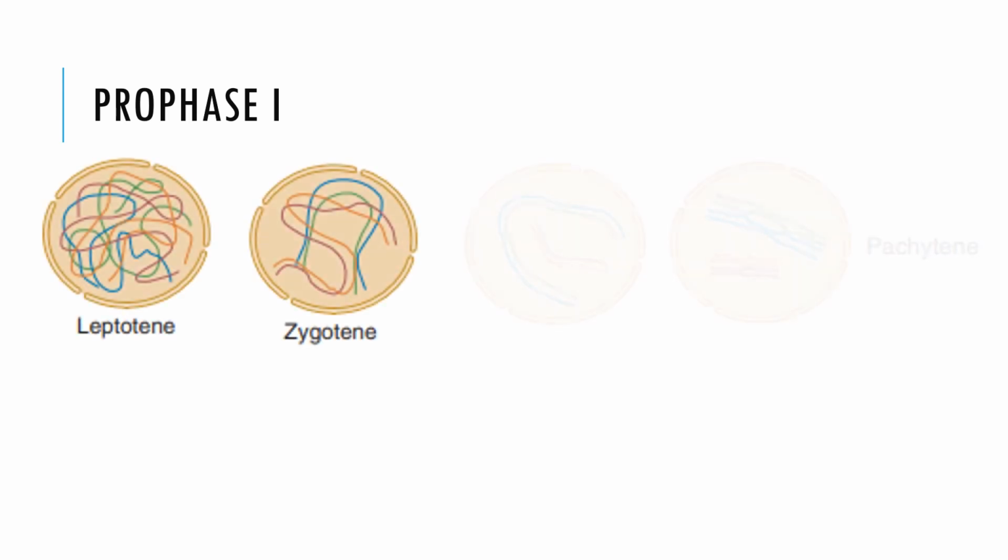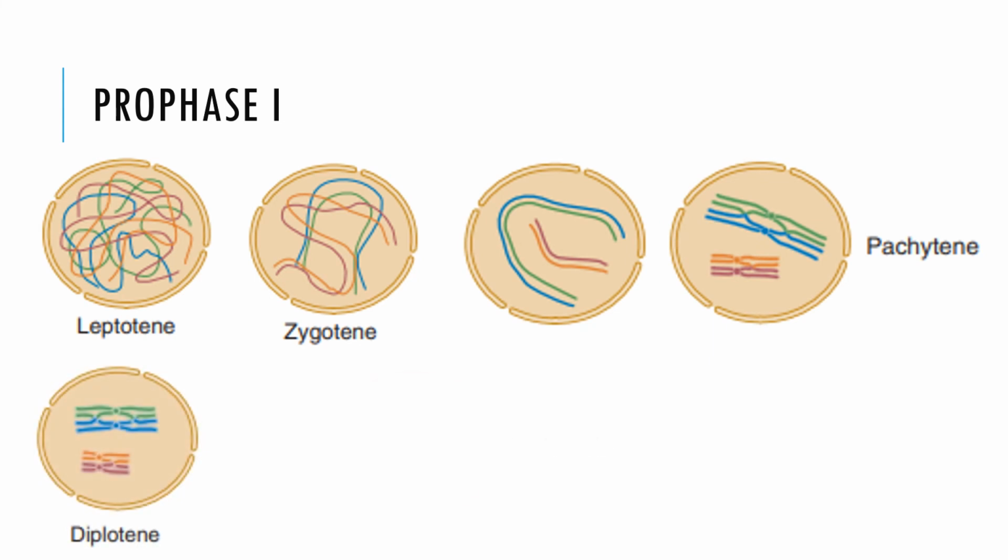Let's take a look at the stages of meiosis, the first of which is prophase I. This long stage lasts several days in most higher organisms and is commonly divided into 5 substages: leptotene, zygotene, pachytene, diplotene, and diakinesis. These are descriptive terms that indicate the appearance of the chromosomes at each substage.